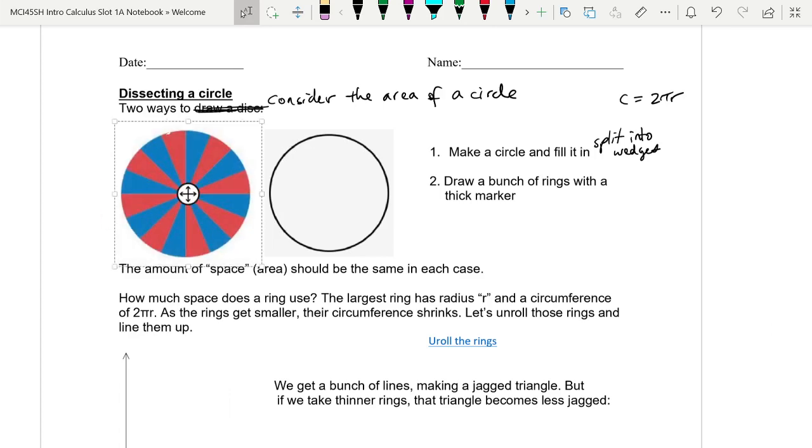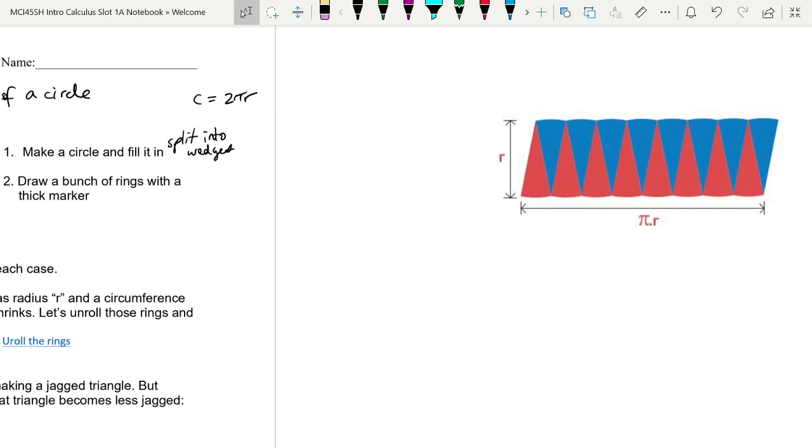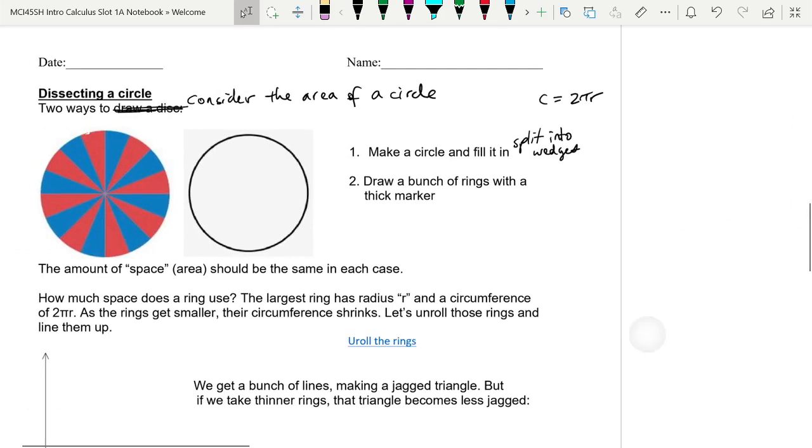Good enough. Okay, so if you could now imagine that you take all of those wedges and cut them out, take a pair of scissors and rearrange them something like that, you get something pretty close to a parallelogram. Do you remember how to find the area of a parallelogram? Base times height. Well, what's the height of the parallelogram? It's the radius of the circle, right? Because that's the distance from the center of the circle to the edge of any of those wedges.